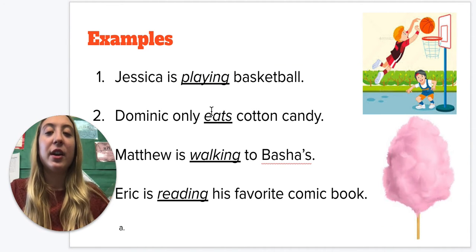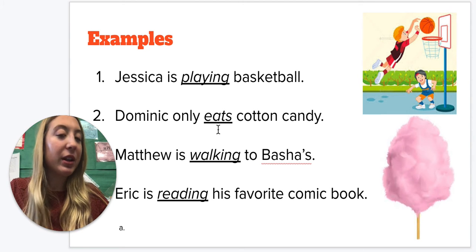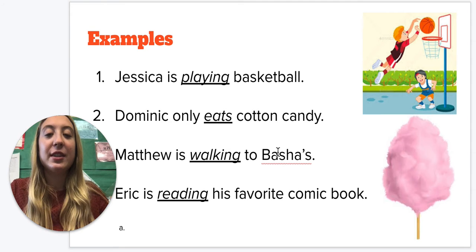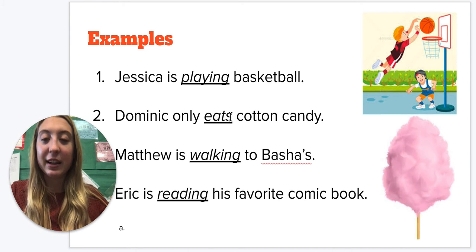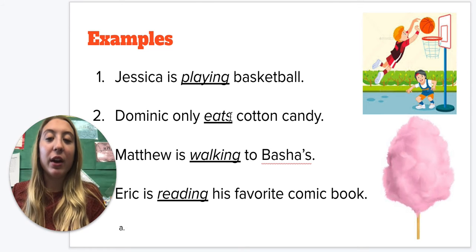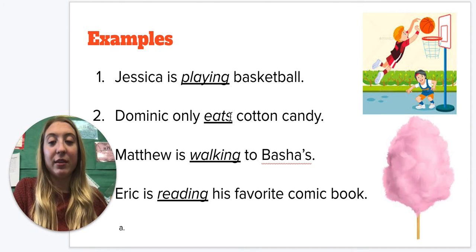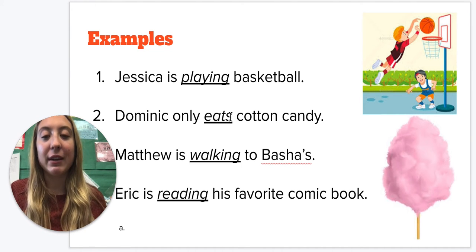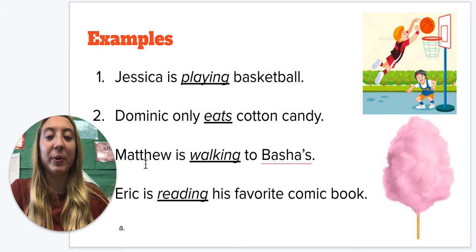So now, Dominic only eats cotton candy. Who is it about? Dominic. Now, what is he doing? He eats. He's eating. So our main verb is showing what the subject is doing. So we're always going to ask our subject, what are you doing? And that's going to lead us to our main verb.